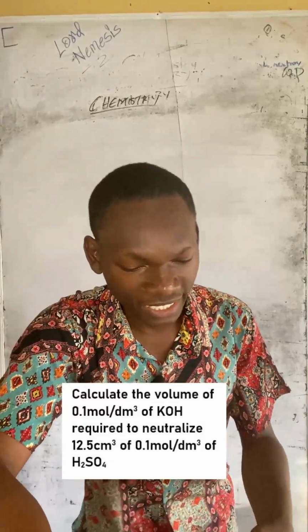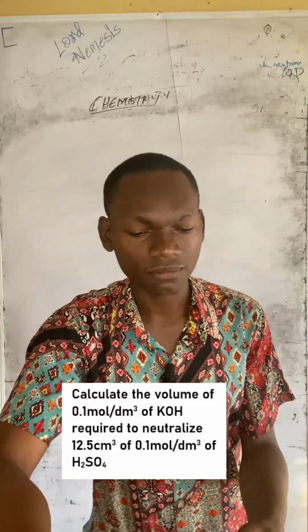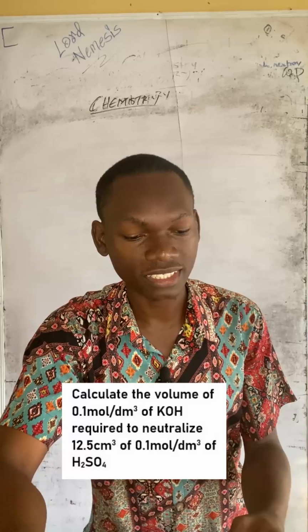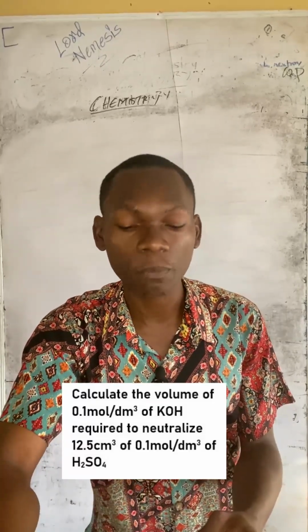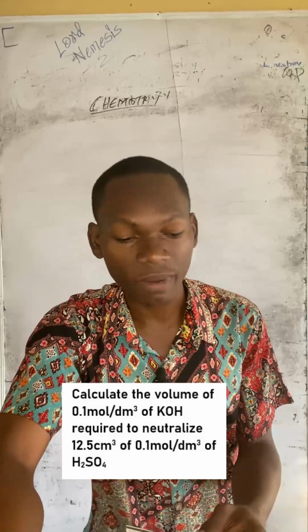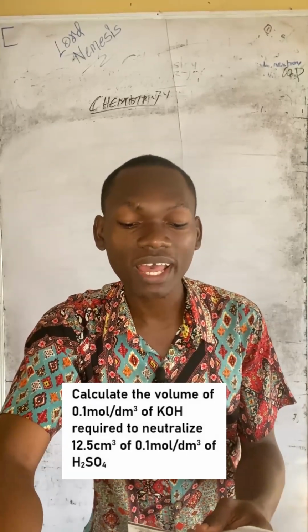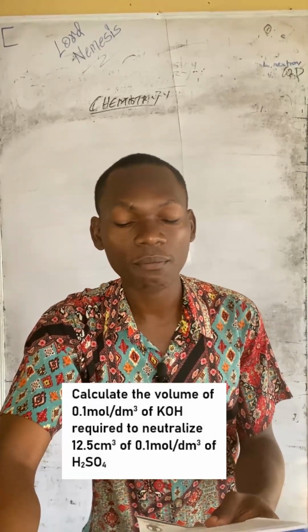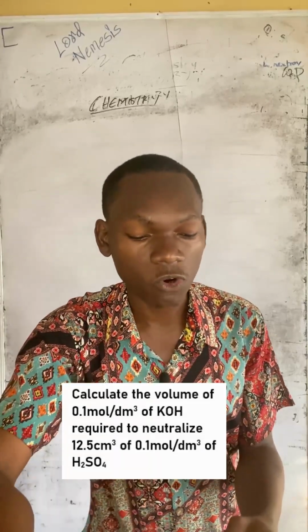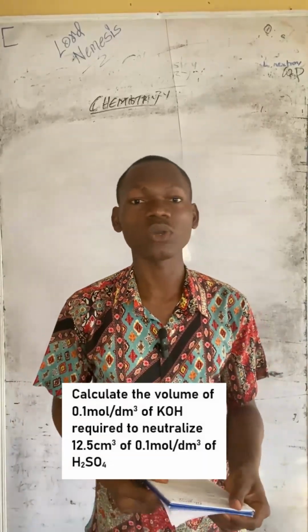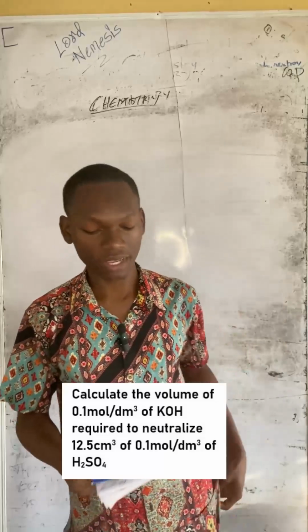Volumetric analysis, right? Now, it is a question from volumetric analysis, and the question reads: calculate the volume of 0.1 mole per dm cube of potassium hydroxide, that is KOH, required to neutralize 12.5 cm cube of 0.1 mole per dm cube of H2SO4, that is sulfuric acid, right?